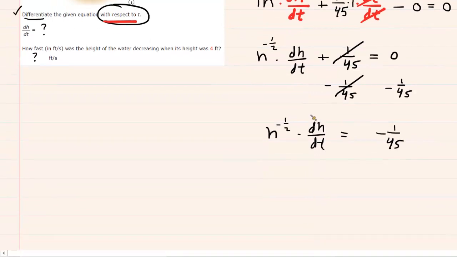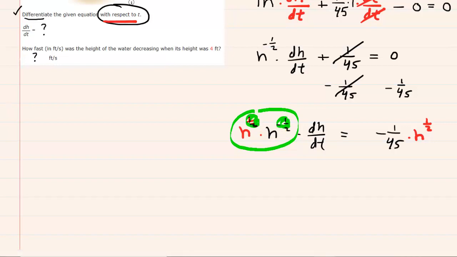Now there's a nice little maneuver here we can use to solve for dh/dt. We can actually multiply both sides of the equation by h to the positive 1/2. Let's explain why that's going to work nicely. When you multiply h to the positive half by h to the negative half, you get h to the 0 because you have to add these exponents together. But h to the 0, just like any number to the 0, is just 1. So this basically cancels out, becomes a 1. We are left with dh/dt.